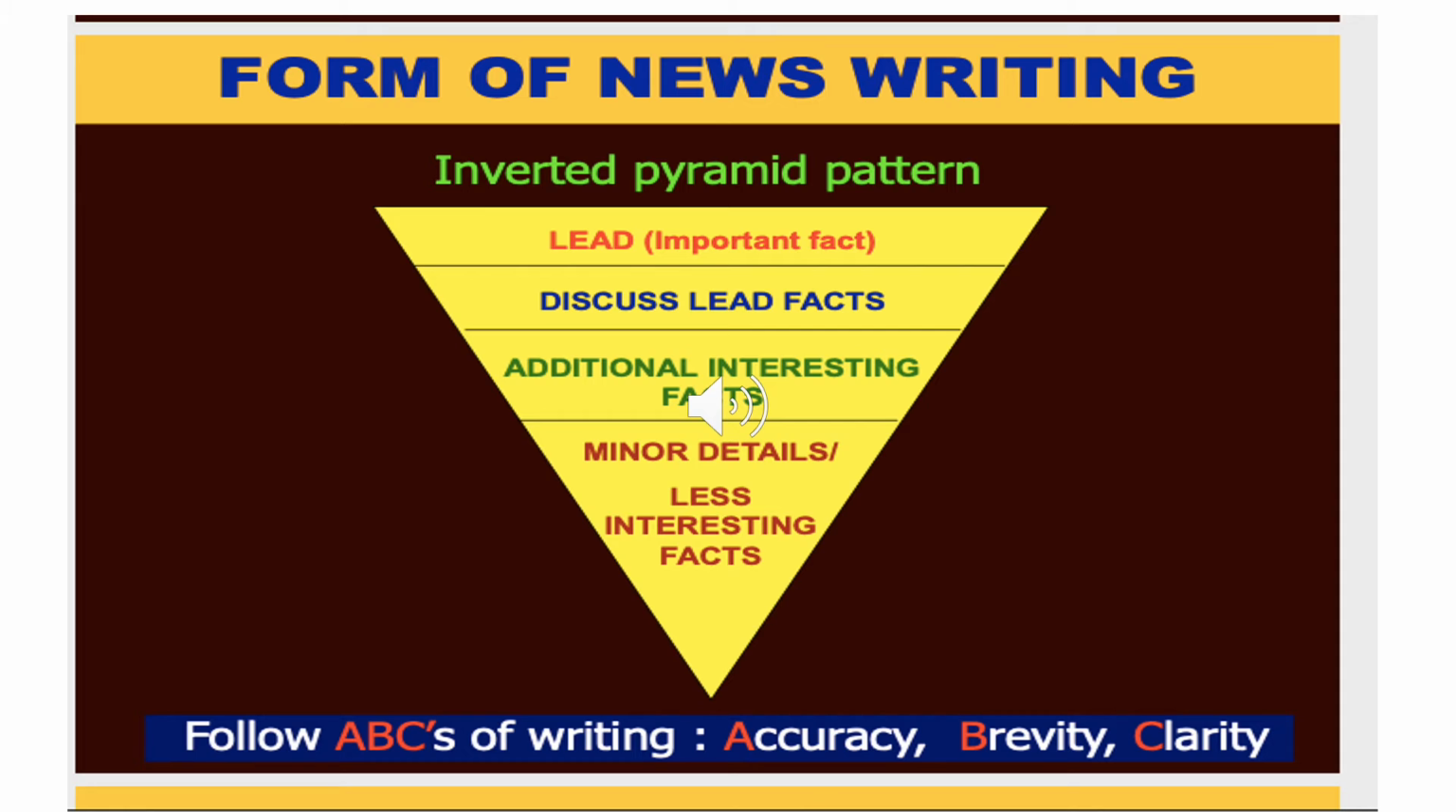I have already told you about the inverted pyramid triangle in your practical classes also. Here you see the lead is the place where important facts are to be written. Then you need to discuss the lead facts. Then you can add additional interesting facts. And lastly, minor details and less interesting facts can come in. So the most important information comes in the beginning and the least important comes at the end. Now one should follow the ABC of writing, that is A for accuracy, B for brevity, and C for clarity.